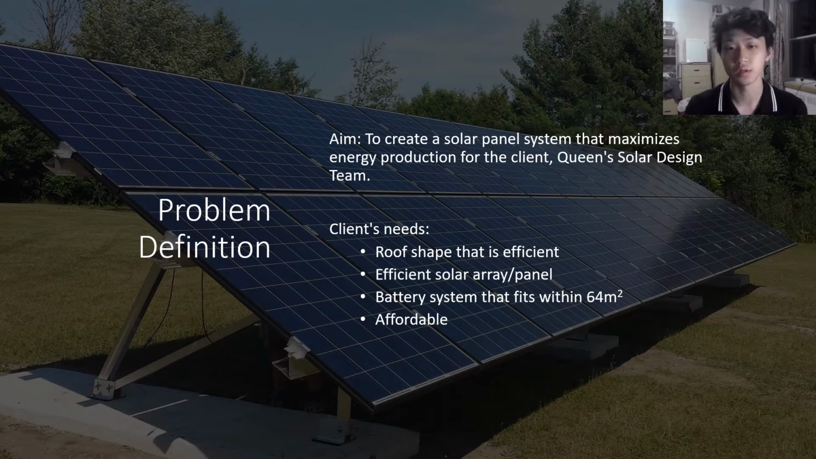Problem definition. The aim of our project is to create a solar panel system that maximizes energy production for our client, the Queen Solar Design Team. The client's needs include to have a roof shape that is efficient, an efficient solar array, a battery system that fits within 64 meters squared, and one that is affordable.